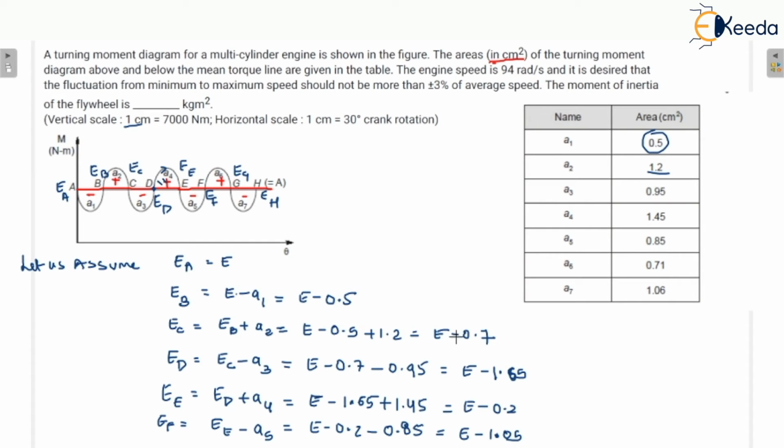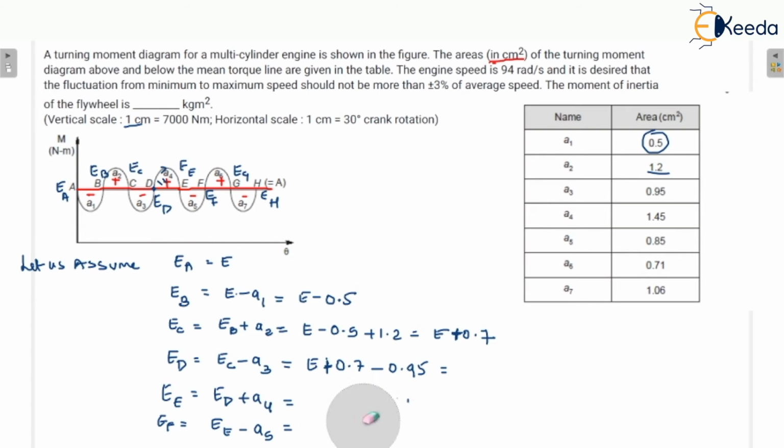Okay, so here there is a mistake. You can see here that it is minus 0.5 plus 1.2. You will get plus 0.7. So this is a mistake in the calculations here. So this is plus 0.7, and when you calculate this, you will get 0.25 here. So I have to change all the data again.